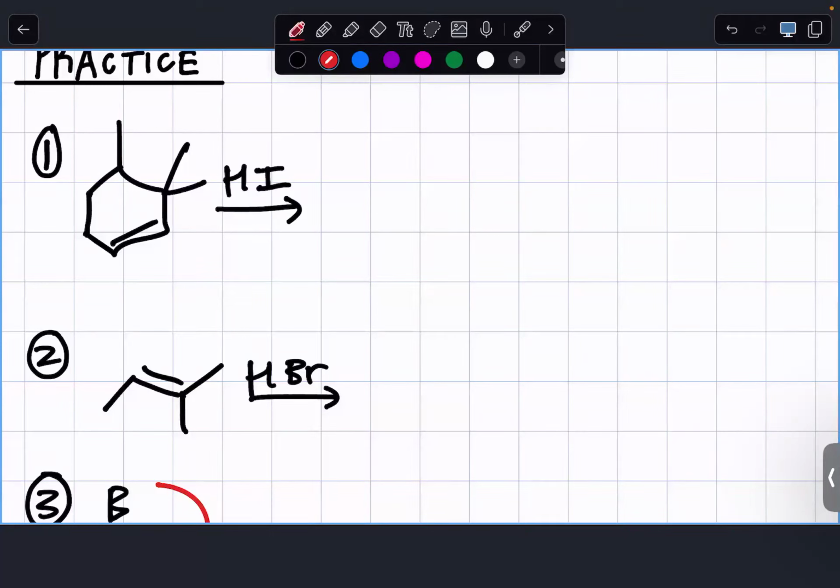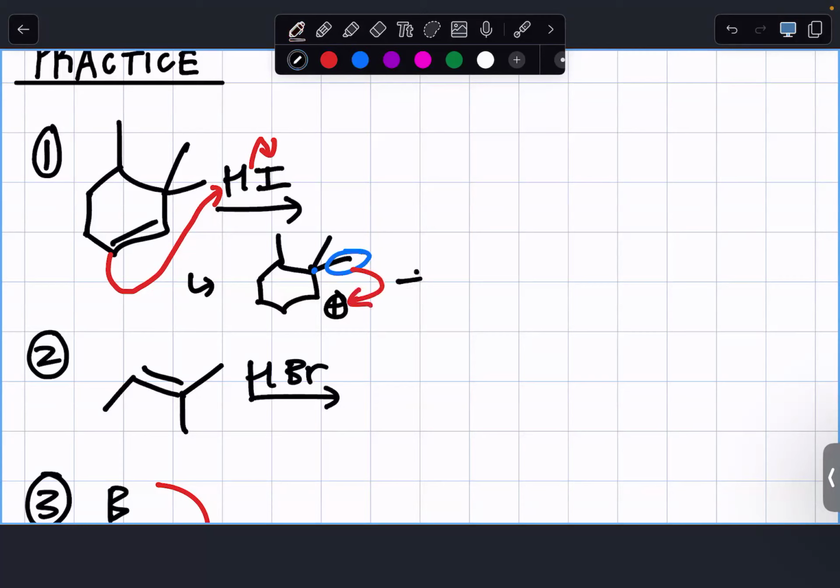This carbon here is the one that's going to attack the hydrogen. The other end attacks the hydrogen, breaks the bond between hydrogen and iodine to now form that carbocation. And like we said, this carbocation can do some kind of rearrangement. There's no hydrogen on this carbon, so we are forced to do an alkyl shift or methyl shift.